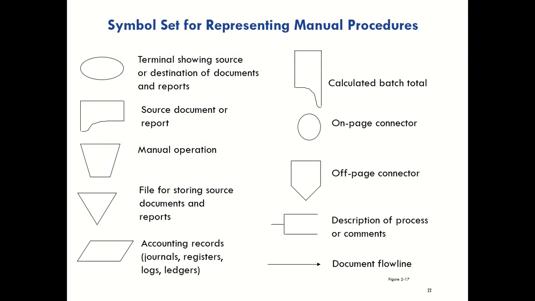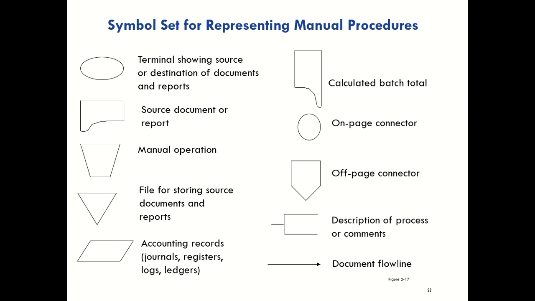Okay, so here are some examples of symbol set for representing a manual procedure. Okay, so itong medyo oblong, terminal showing source or destination of the document and report. Okay, destination. Then we have here parang document. So this is source document. Ito nasa baba ng oblong. Okay, then we have here manual operations, files, accounting record, calculated batch, on-page connector, off-page connector, description processes, document flow line. Actually, this symbol sets na to are general one.